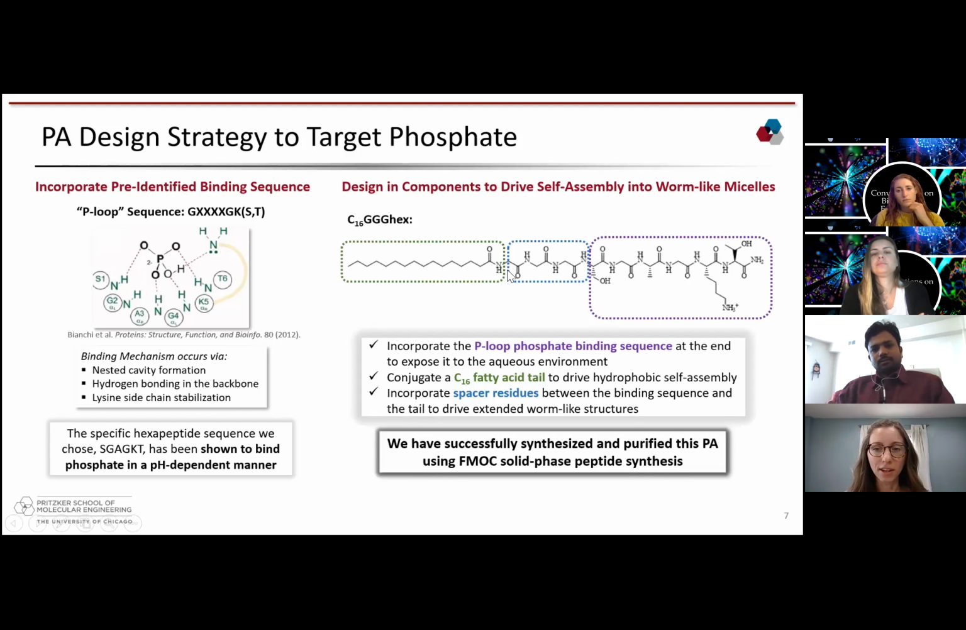And then the blue dotted spot here, if you remember from the material design, if you incorporate specific glycine spacers, that helps, forces it to adopt a worm-like micelle formation because of hydrogen bonding that occurs between beta sheets of the aligned peptide amphiphile molecules. And then we also have incorporated this fatty acid tail, which is what drives the hydrophobic self-assembly. So this is the molecule that we've used, and we've denoted it C16GGG hex for the hexapeptide. This is what we synthesized, and we purified this using the solid phase peptide synthesis technique that I discussed previously.